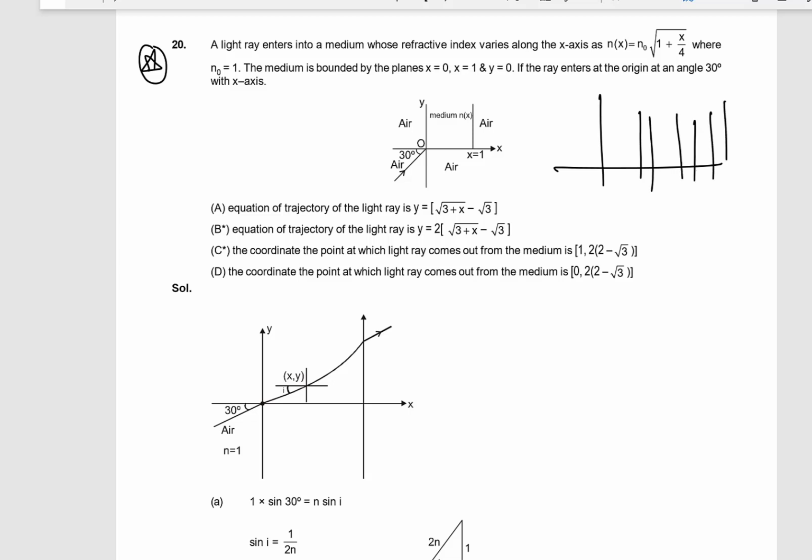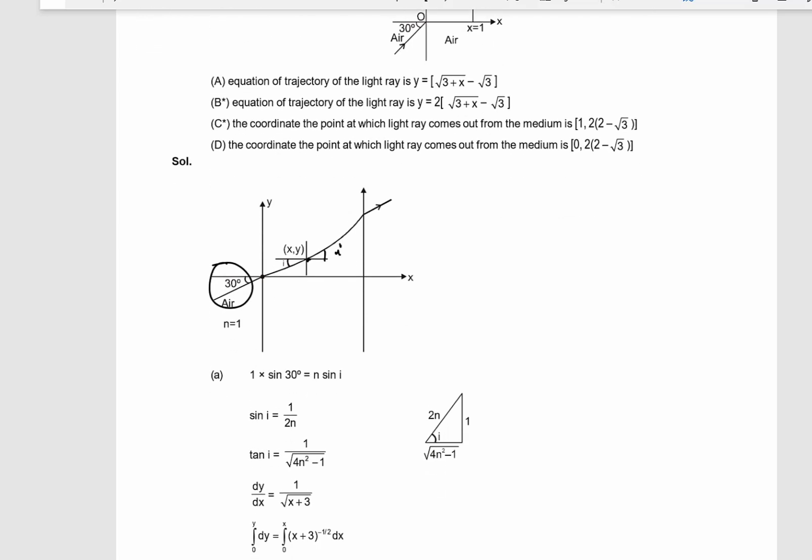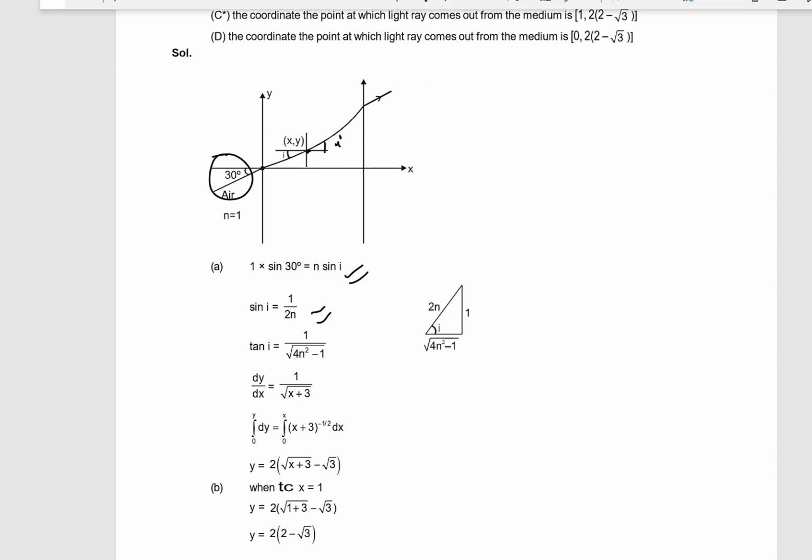So our normal will be in which direction? Our normal will be along the x direction. So when the ray moves in, the initial angle of incidence is 30 degrees. At some particular point x comma y, the angle made is I. Using Snell's law we have 1 sine 30 is equal to refractive index at that point times sin I. From this we will get sin I. Using this sin I we are finding tan I.